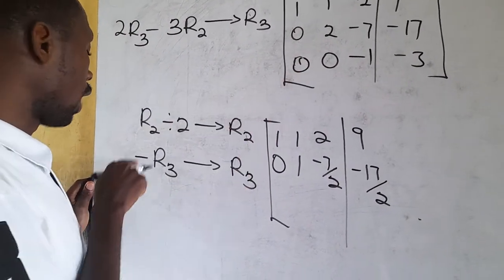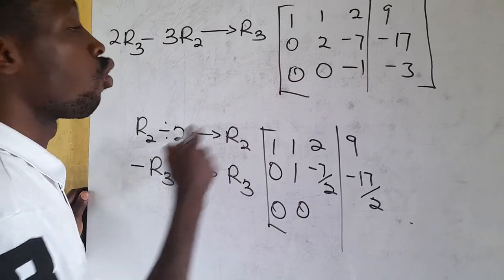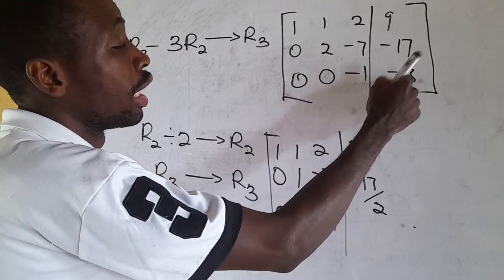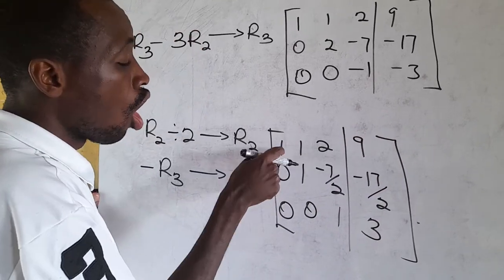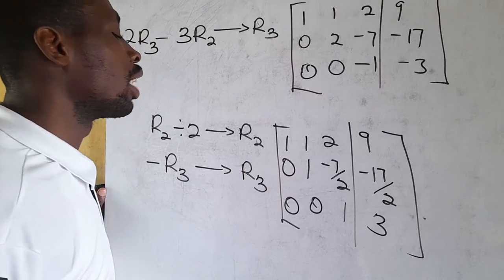Then 0 times negative 1 will be 0. Then this will also be 0. Negative 1 times this negative 1 will be 1. Then negative 1 times 3 will be 3. So check. All the entries in the principal diagonal are 1, and all the entries below it are 0.